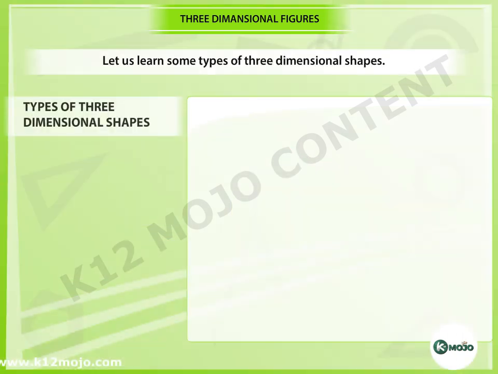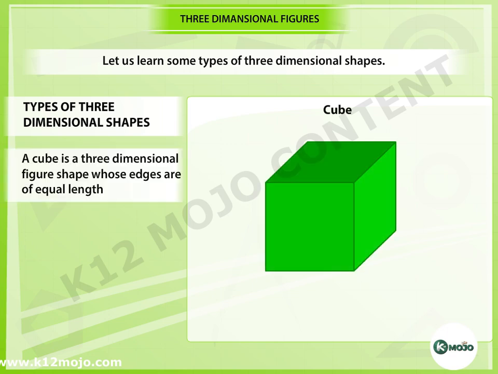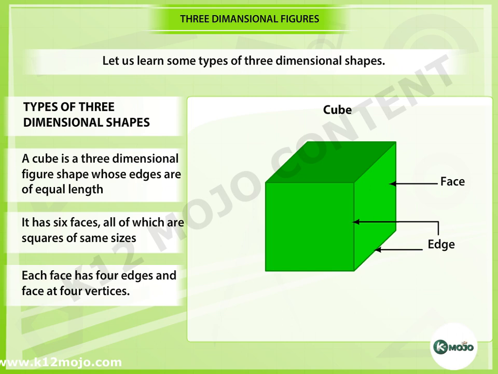Let us learn some types of three-dimensional shapes. First is the cube. A cube is a three-dimensional figure whose edges are of equal length. It has 6 faces, all of which are squares of the same size. Each face has 4 edges and 4 vertices. Examples of a cube are an ice cube, a sugar cube, and dice.